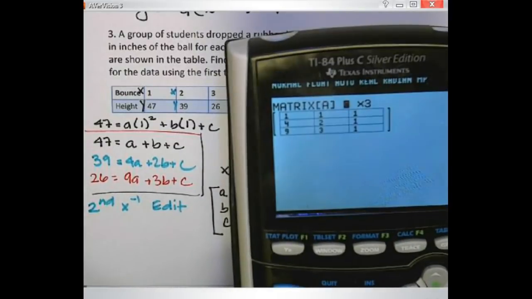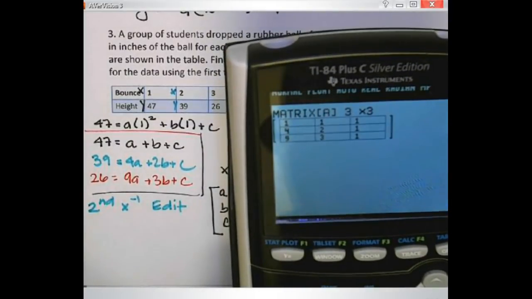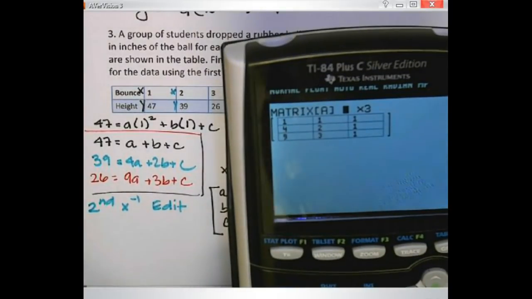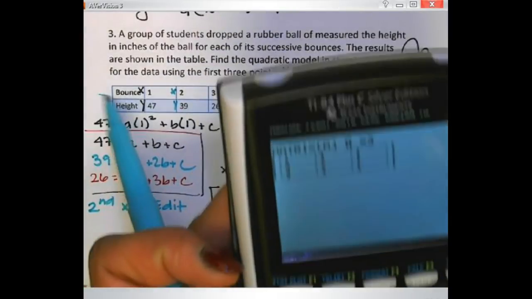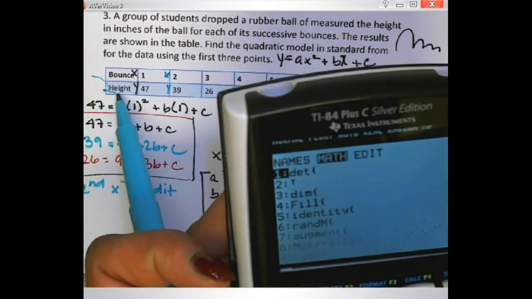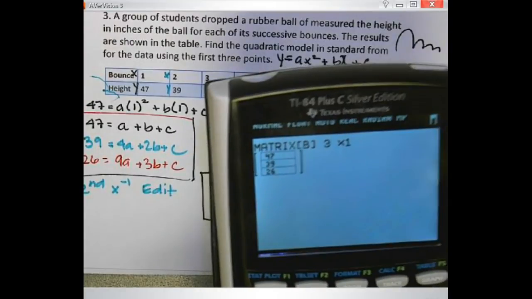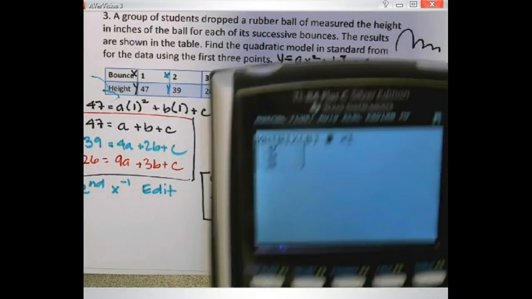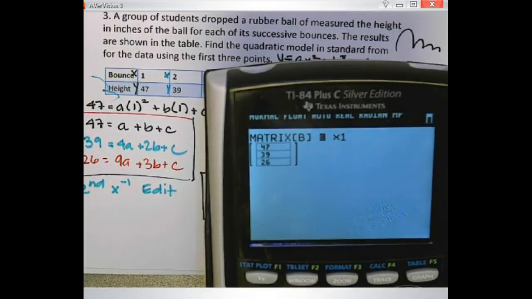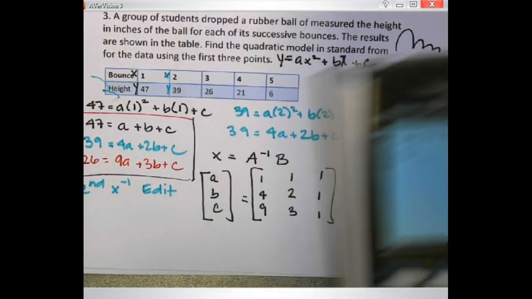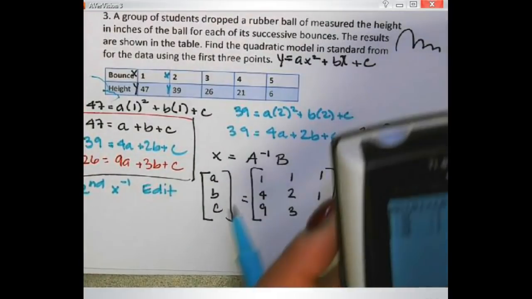I actually want you to do this on your calculator. So do me a favor, press pause, grab your calculator, put this information in, and then after you've done that, I want you to do the same thing for the second matrix, for matrix B. 47, 39, and 26. Do it for real, because I don't want you to be on a test and be like, oh no, I don't know how to do this. Do it for me. Thank you. I would appreciate that.